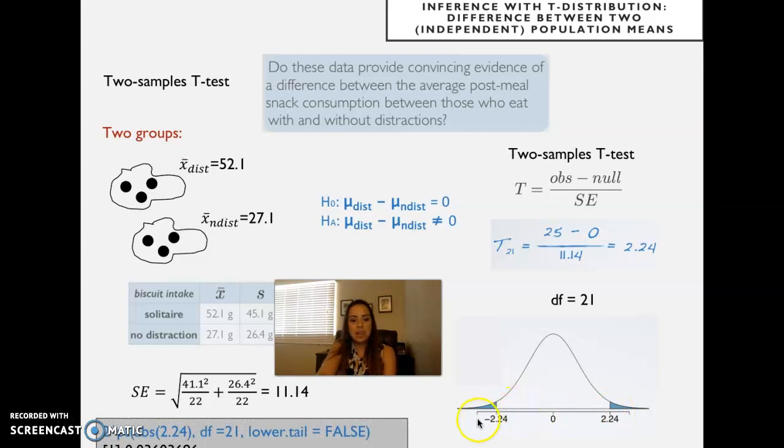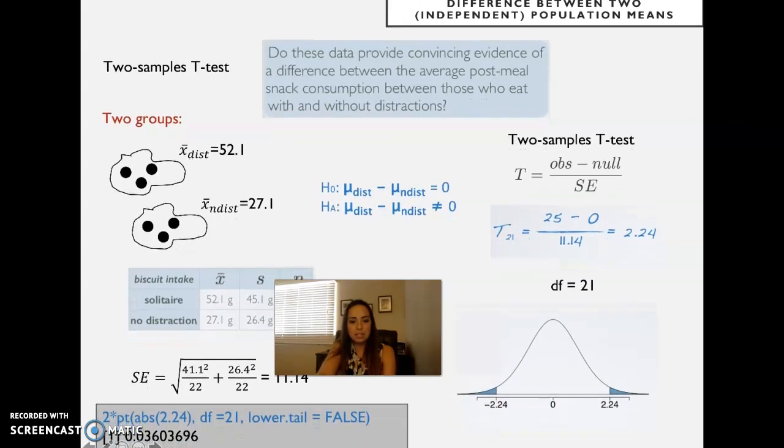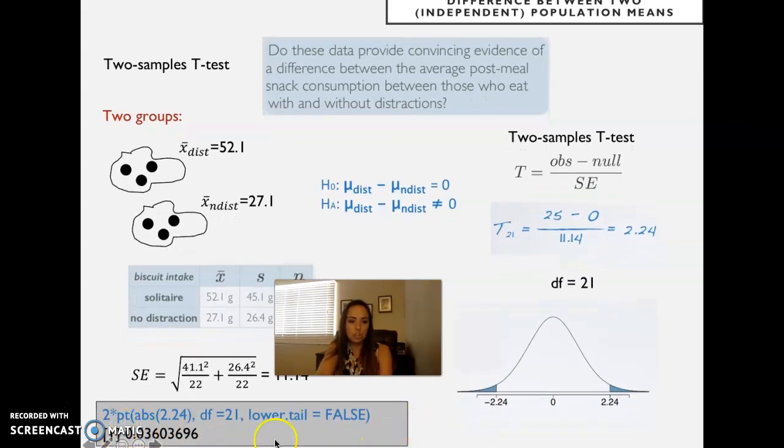And we can use a code in R to get that, right? So we get the absolute value of t, and we say that the lower tail is false. We want to get this probability, and we multiply it by 2, and we get the two-tail p-value, which is 0.03. So we reject the null hypothesis that there is no difference, right?